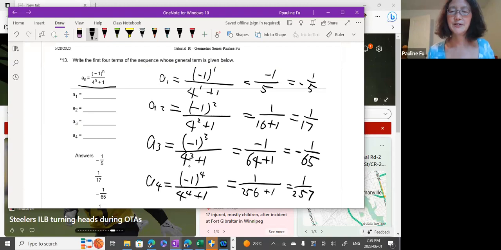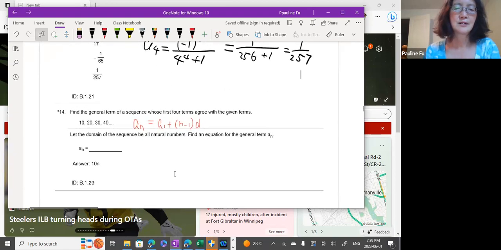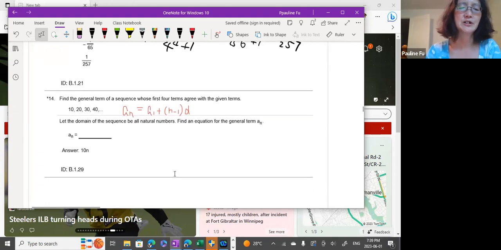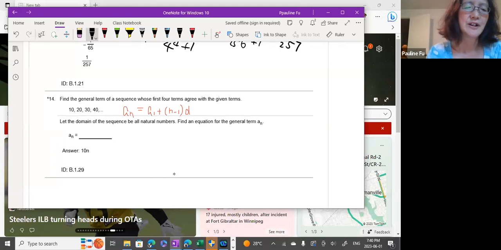Questions for question 13 and other questions? So next one. Question 14, find the general term of the sequence whose first 4 terms agree with the given terms. So you get A1 is 10, A2 is 20, A3 is 30, A4 is 40. So what is the general term?